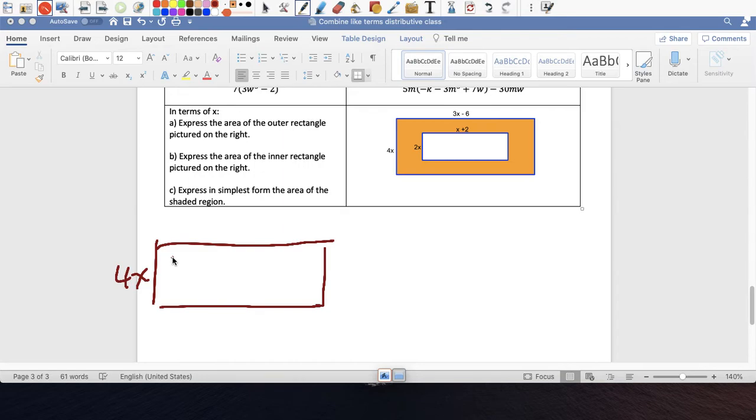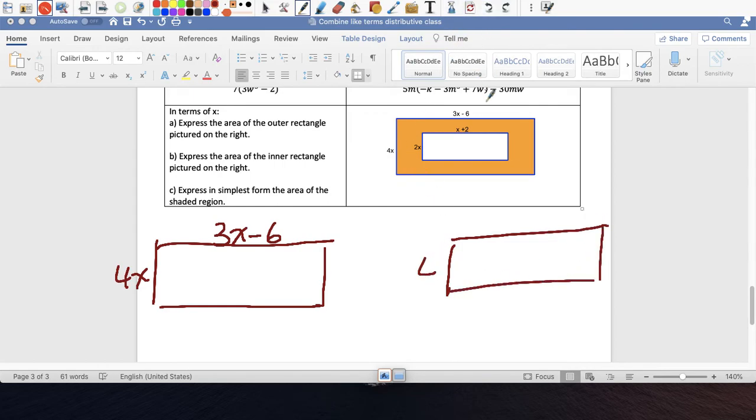So think about the big rectangle, right? Ignore the small rectangle. That's what I meant. So the big rectangle, 4x is the height, and 3x minus 6 is the length. In this case, we don't know the values, but the width is expressed by the expression 4x, and the length is expressed by the expression 3x minus 6.